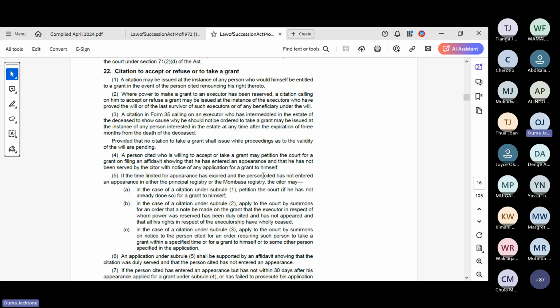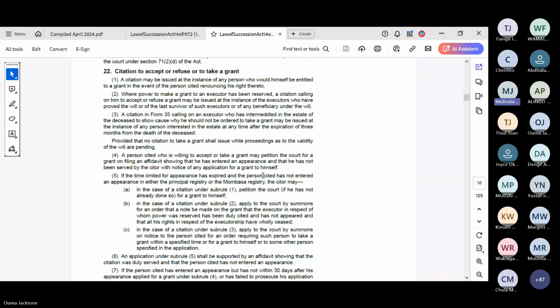Mulinda, yes, Mulinda. So the documents required for citation in this case to refuse or accept the grant. The first is the citation form, which the applicant or citer shall draft, and this shall be settled by the registrar as per the probate administration rules. And this form should be prepared in the appropriate form as listed in the subsidiary legislation.